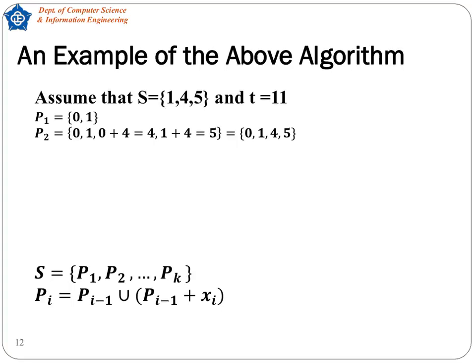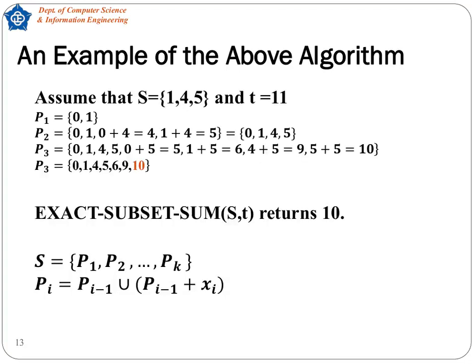In general, once we've built P_{i-1}, including the next element x gives us P_i equals P_{i-1} union P_{i-1} plus x. Finally, after processing all k elements, we simply check whether our target t appears in P_k. If it does, there's a subset summing to t. If not, there isn't one.